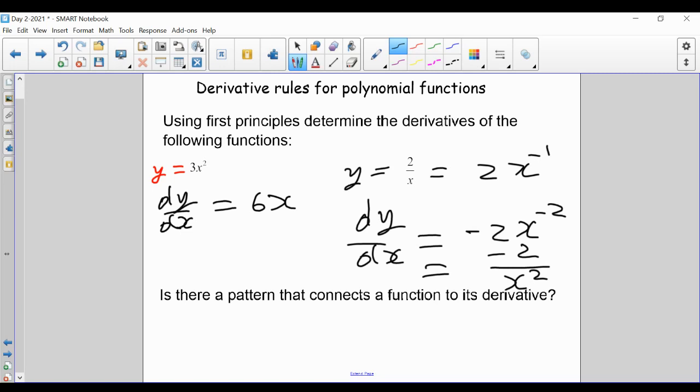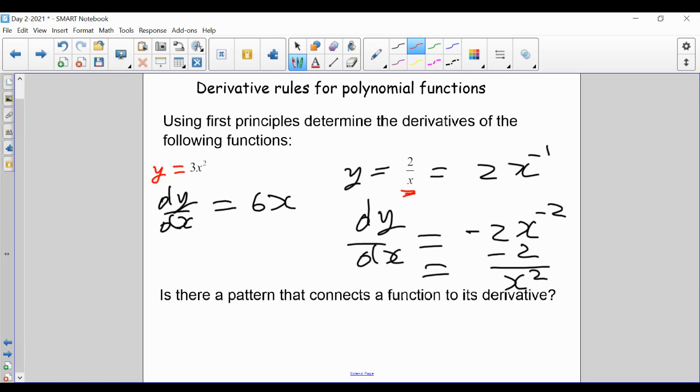Sure can, Ariana. Thanks for the question. So the first thing I did is I changed the 2 over x into 2 times x to the minus 1. Does that part make sense, by the way? That I changed it to make it look like that, the x to the minus 1. Remember, x to the minus 1 means 1 over x, all right? So that's another way of writing it.